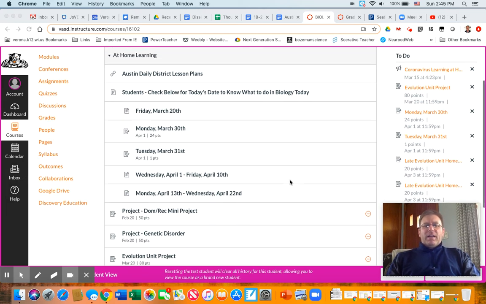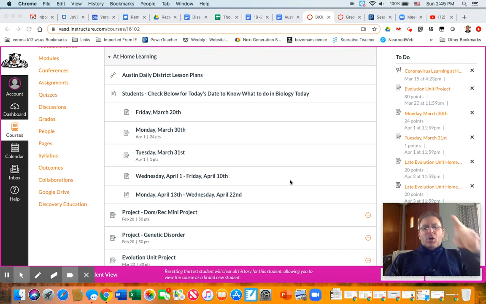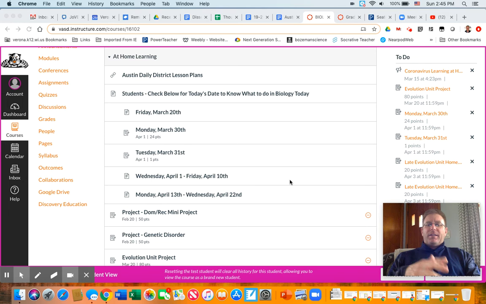One of the things that we're finding is that when you go into Canvas, sometimes it works better if you go from the web version. So go in either Chrome or Safari and type in www.vasd.instructure.com, and that will take you to the Canvas part on the web. We're finding that things are working better. Assignments are uploading easier and things like that. So try that. I think that might really help.